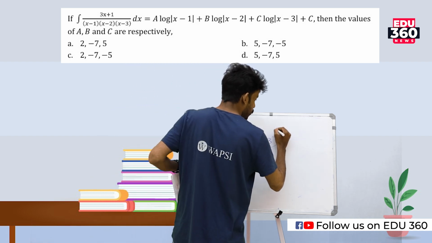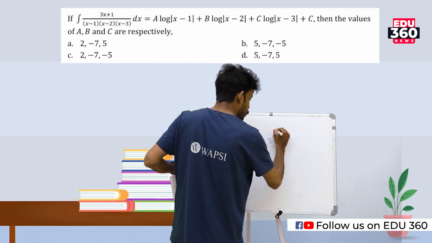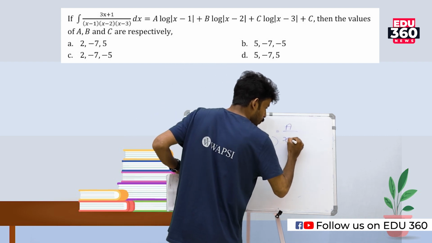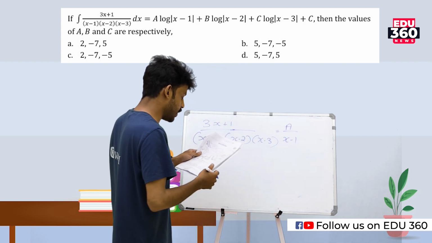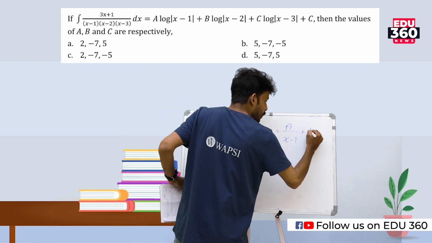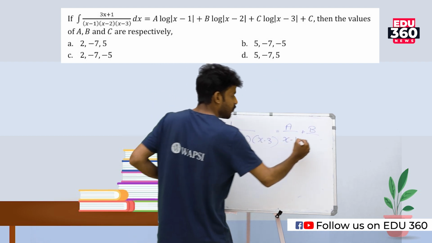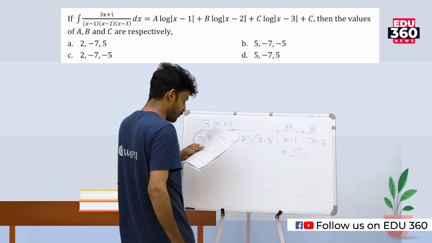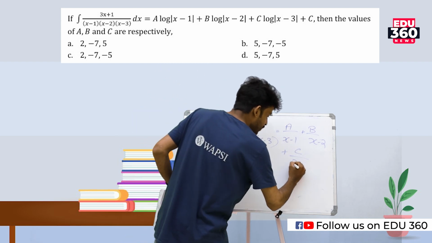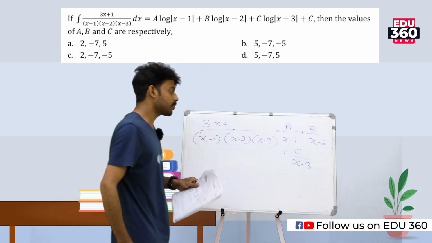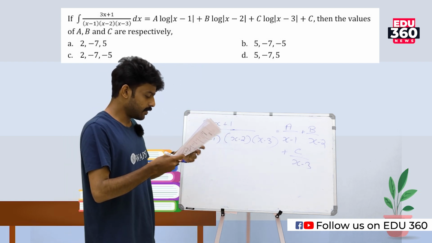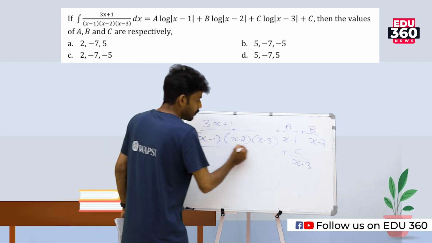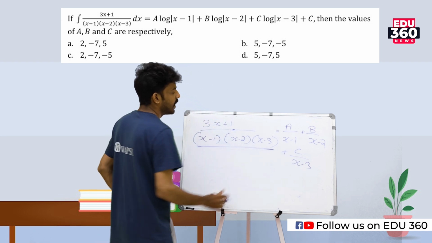So for this one, I'm going to write it as a divided by x minus 1, plus b divided by x minus 2, plus c divided by x minus 3. Okay, so hereafter, now look at here. By using this term, there's nothing.